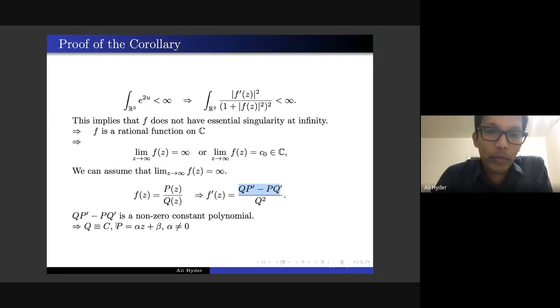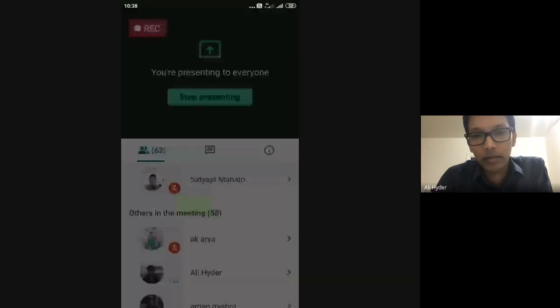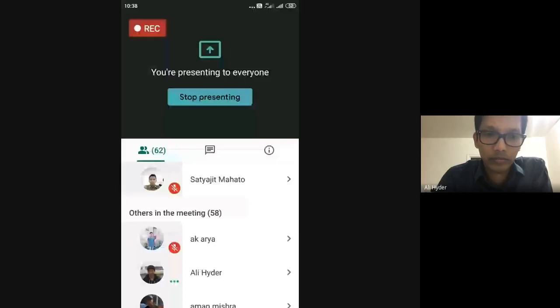Then necessarily p is of the type alpha z plus beta with alpha non-zero. Here beta is a translation, and alpha is a dilation. Since p is of this type, f is again of this type, because q is identically constant. Then you put it back into this representation here, and you exactly get the solution of this type.